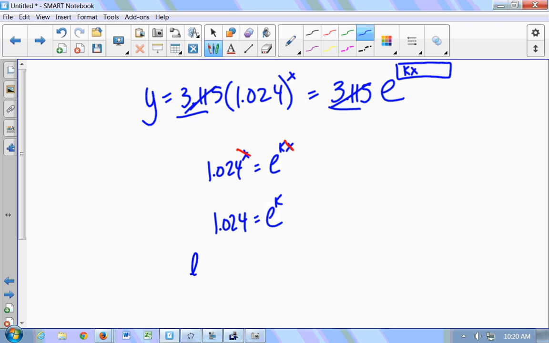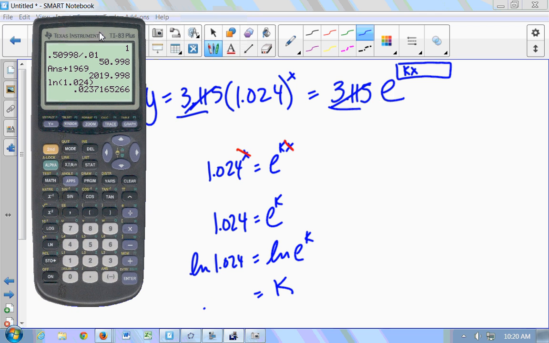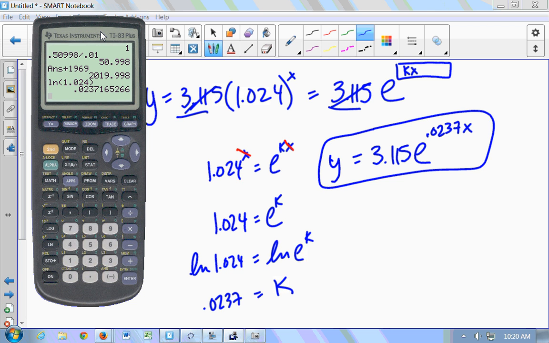We're going to take the ln of both sides. So the ln of 1.024 equals the ln of e to the k. The ln of e to the k is k. And the ln of 1.024, I can do on my calculator, is 0.0237. So when I come over here, I've got 3.115 e to the 0.0237x. Yeah, those two functions are the same.